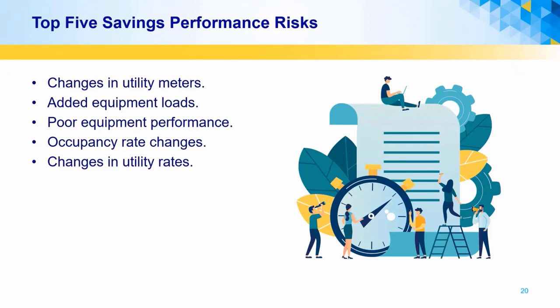Common savings performance risks for EPC projects in PHAs are changes in utility meters, equipment performance issues, occupancy rate changes, and significant changes in utility rates. Earlier, when I discussed baseline adjustments, one I did not mention is new equipment loads added to an existing utility baseline where the baseline has not been adjusted to account for that new load. Another one I didn't mention is changes in building use.